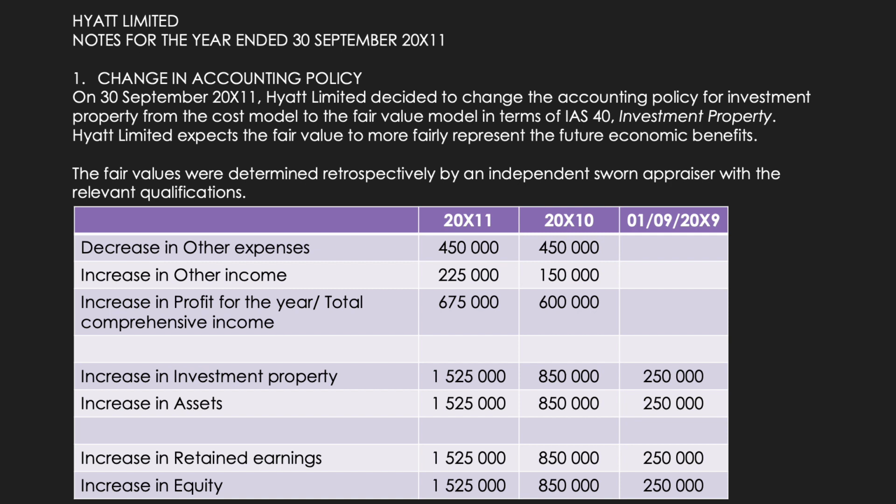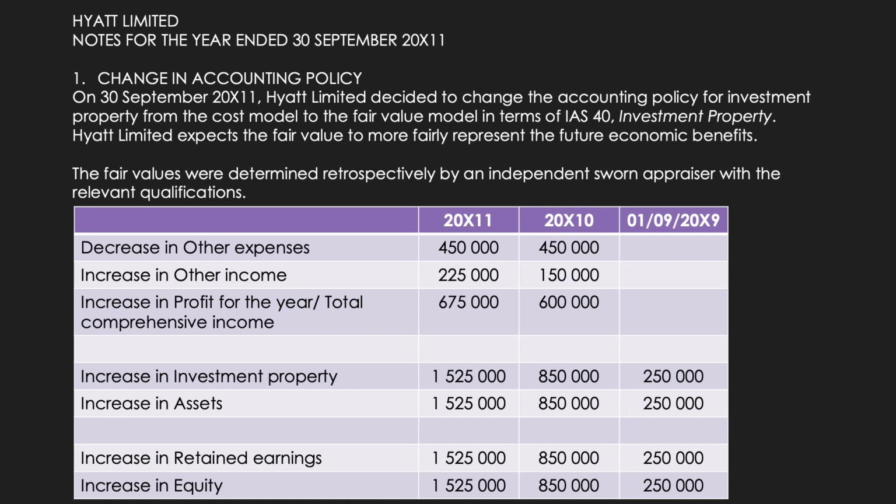Now you need to remember that investment property is an asset, and in the statement of financial position, you have all of your assets listed and then you write there total assets. So you need to show that the increase in investment property will also result in an increase in the total assets. Once again, we then also have an increase in retained earnings of 250,000 Rand.